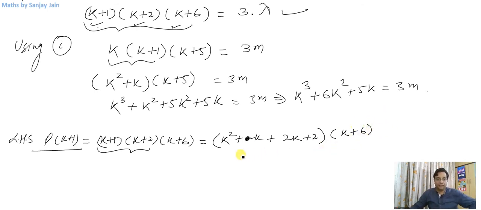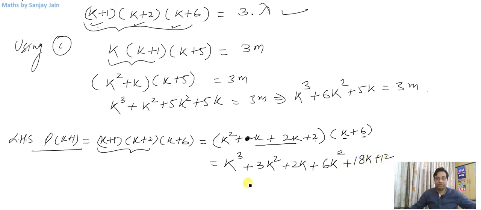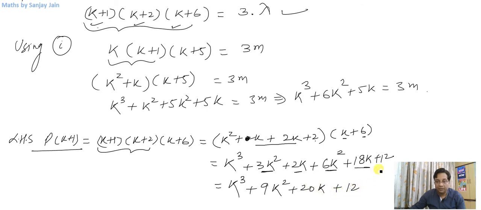Now let us multiply these. k cubed, now this k plus 2k is 3k, 3k into k is 3k squared, then 2 into k will give me 2k. Now multiply everything with this 6, so 6k squared plus 18k plus 12. So what you ultimately get is k cubed and how many k squared? 9k squared, 2k plus 18k, that means 20k in total, and then 12. Alright, so this is the expression that you have for the left hand side of P of k plus 1.